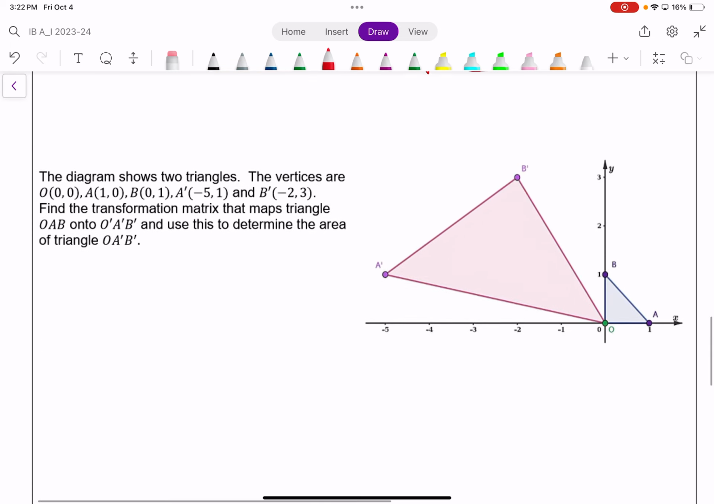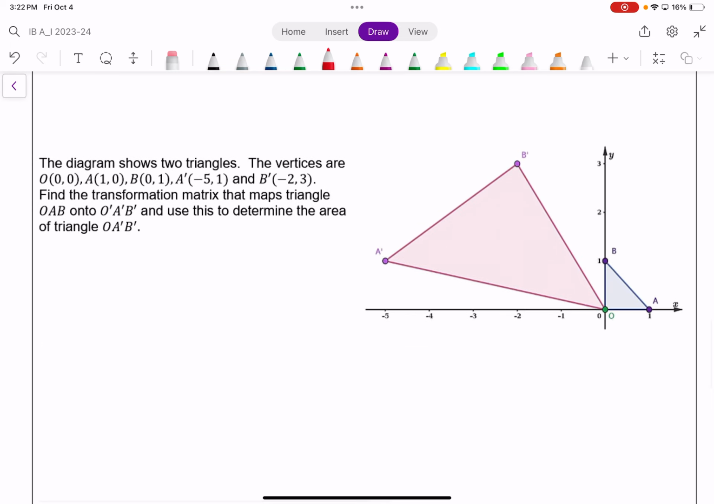Right. Lastly, kind of the other way around, I have an original image, this triangle, and then a transformed version of it, what we see with A prime, B prime, but they still share the origin, O. And we want to determine, okay, what's the transformation matrix that created this?